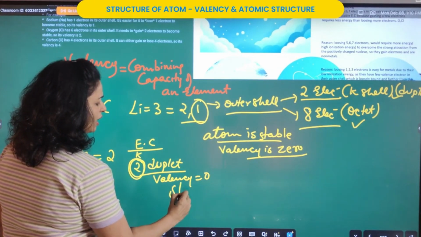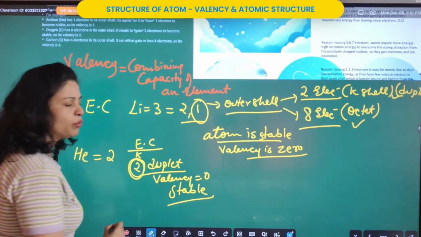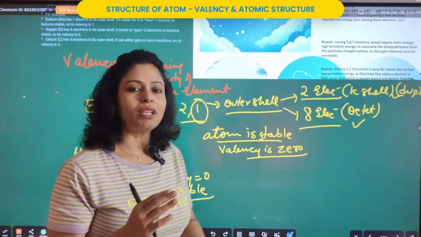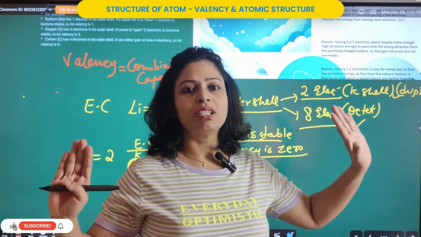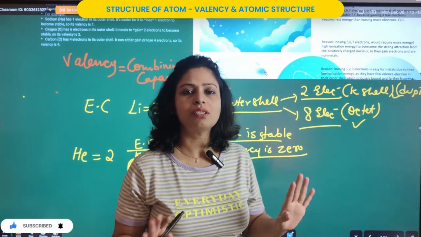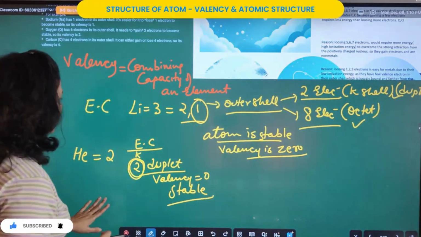Valency is 0 and it is highly stable. It doesn't have to react to attain stability. It is happy with itself. It is not going to lose any electron, and it is not going to gain any electron. It is happy. It is stable, right?